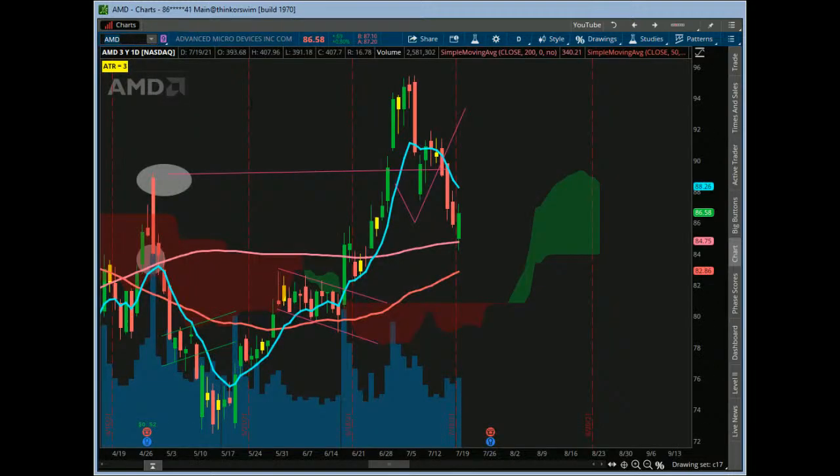AMD also could be in with an ABC here as well. Here you've got your 1, 2, 3, ABC 4, and then we'll see if we get a wave 5 up. It's holding the 200-day moving average right now.